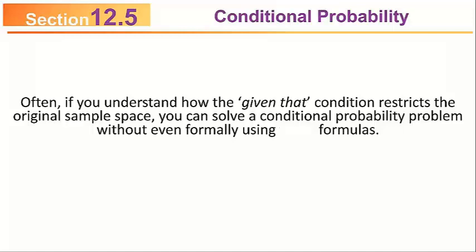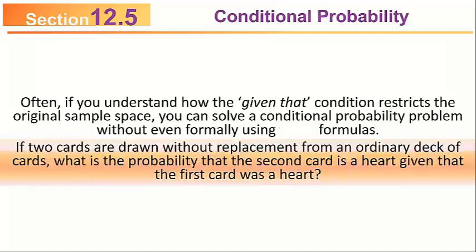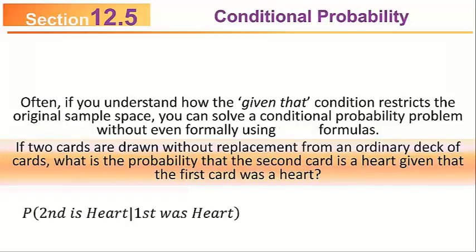But if you really understand how the given that condition restricts the original sample space, quite often you don't really even need formulas. For example, if I told you that 2 cards are drawn without replacement from an ordinary deck of cards and asked you the probability that the second card is a heart given that the first card was a heart, they're asking me for the probability the second card is a heart given that the first was a heart.